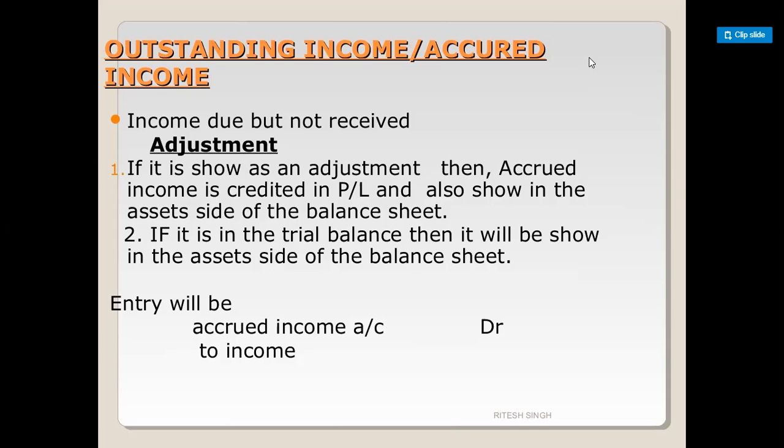If outstanding income is in the trial balance, then it will be shown on the asset side of the balance sheet. The entry will be accrued income account debited to income account.